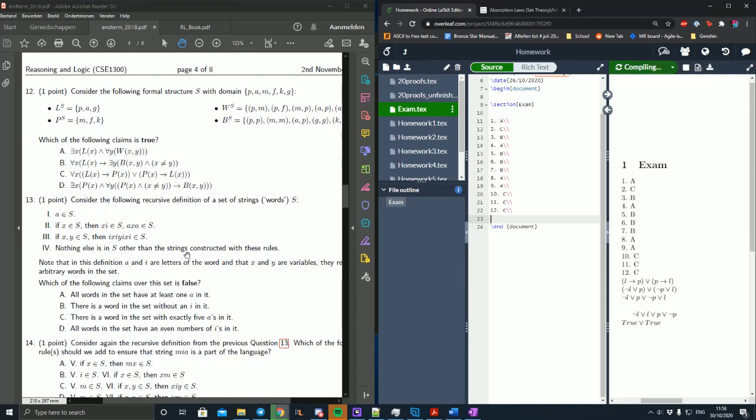13. Consider the following recursive definition of a set of strings, words S. A is in S. If X is in S, then XI is in S and AXA is in S. If X and Y are in S, then IXI is in S. Nothing else is in S other than the strings constructed by these rules.